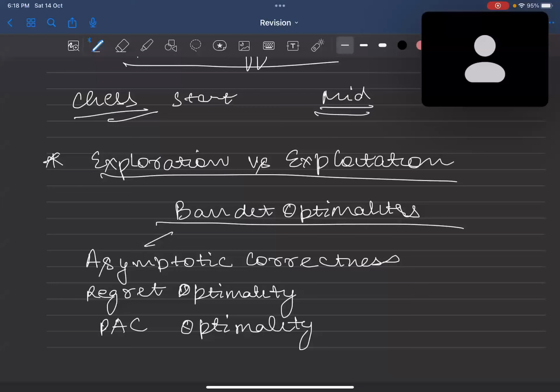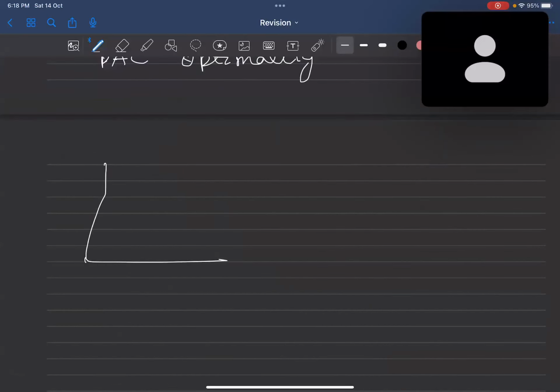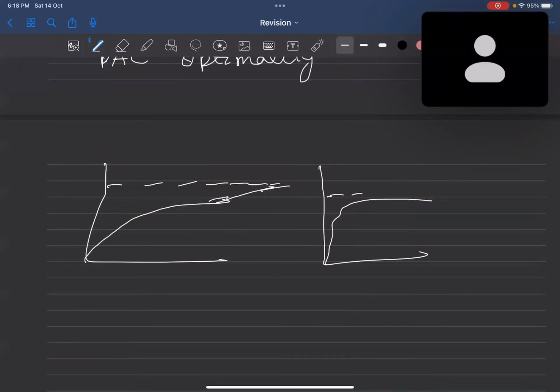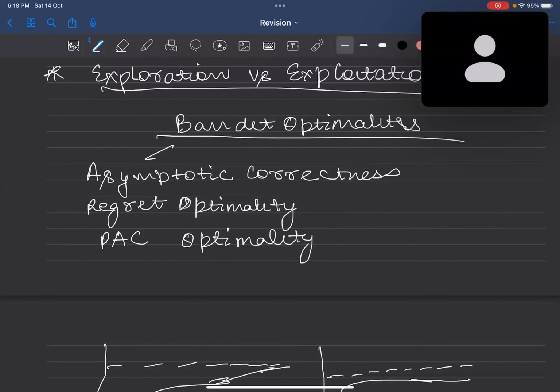For regret optimality, you're trying to minimize the regret. If you pick the best action from the start, and now you're learning and converging to the optimal, the difference in the return is nothing but the regret, and we are trying to minimize that regret. Okay, and what about asymptotic correctness? That one I don't remember exactly. PAC I remember, and regret I remember.